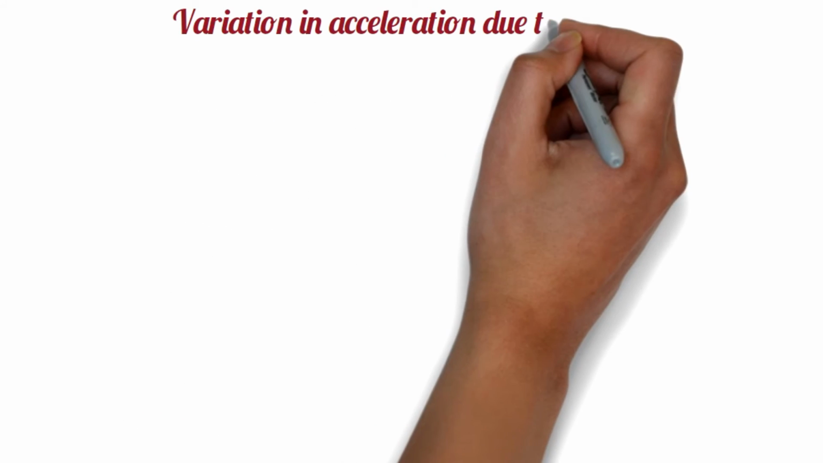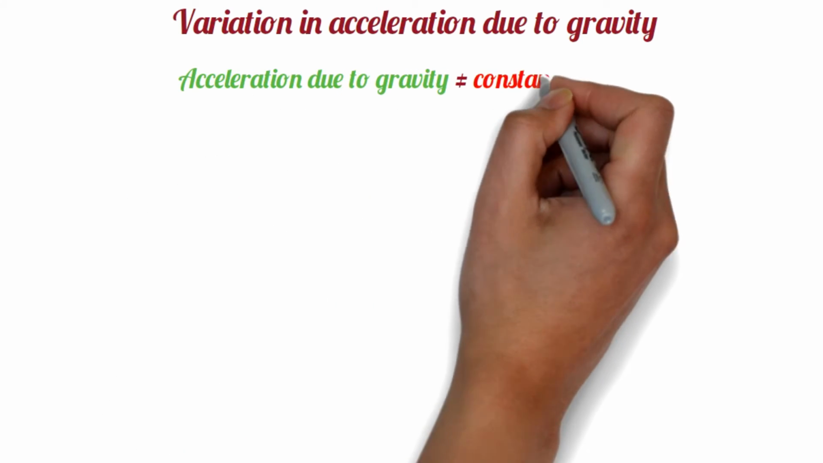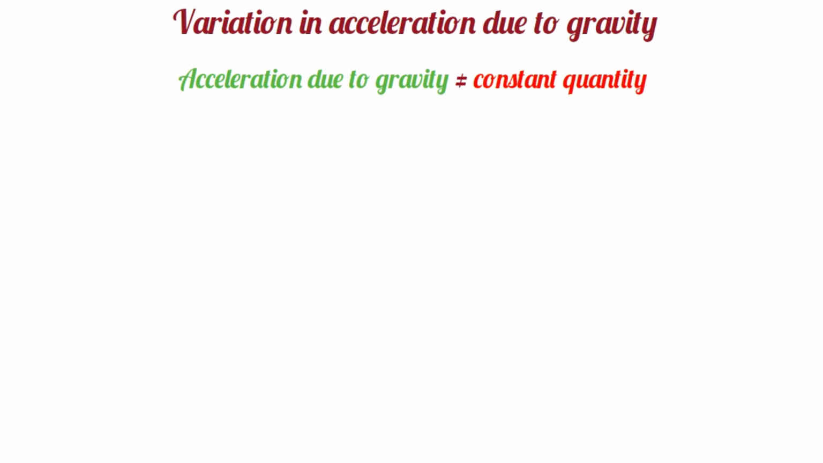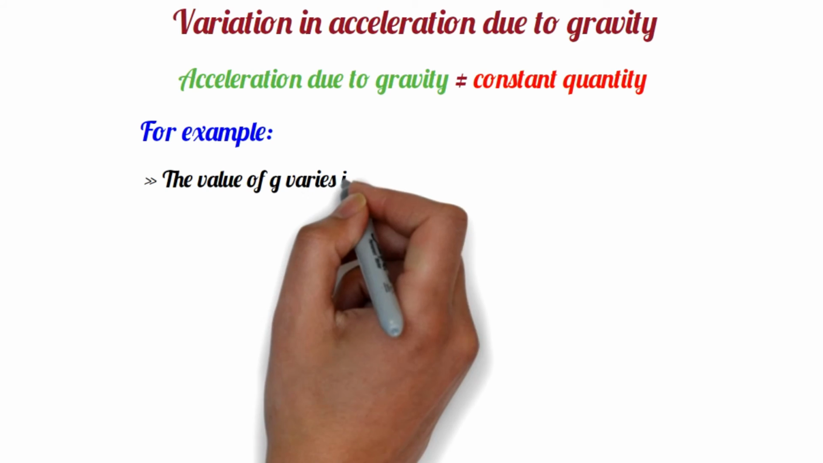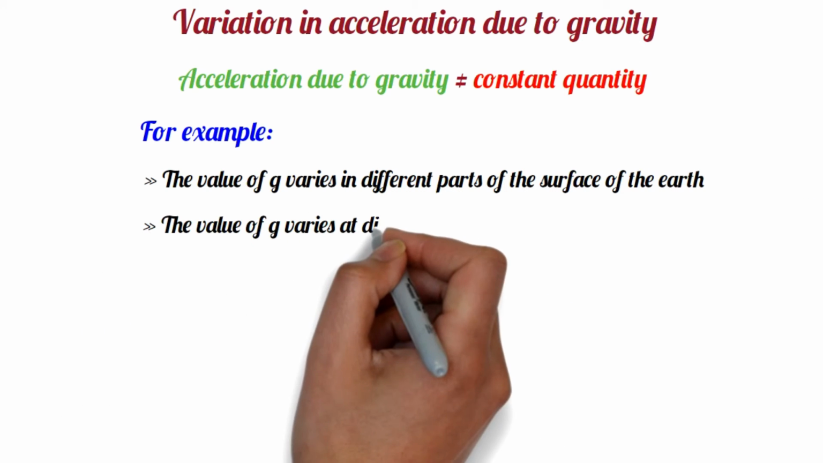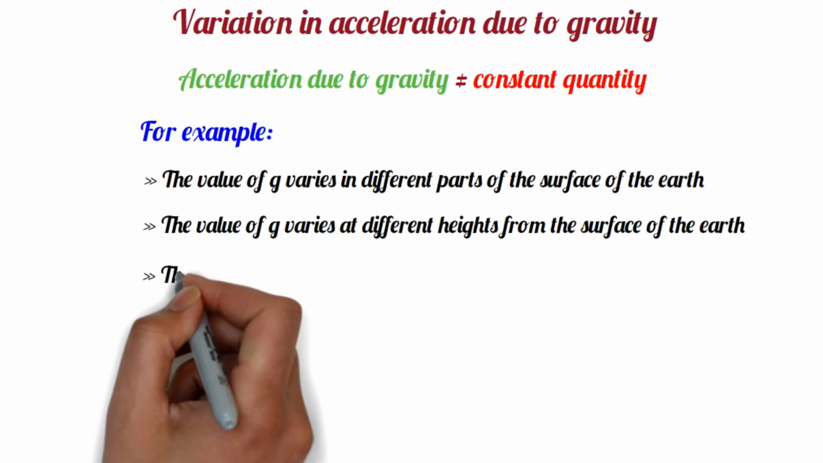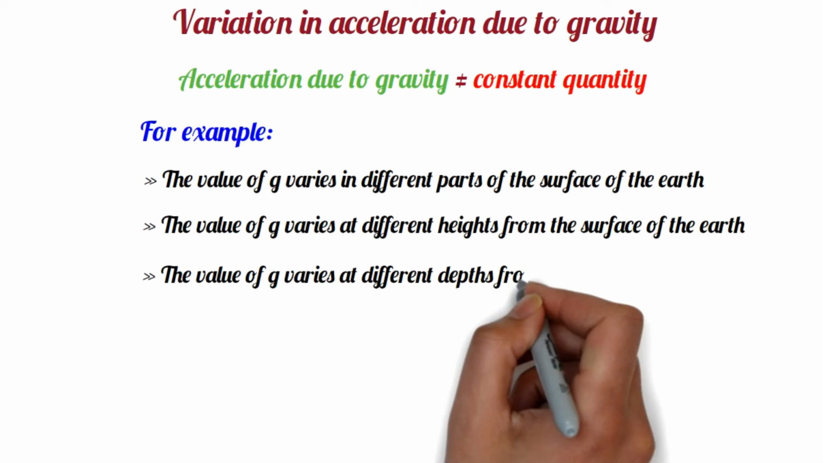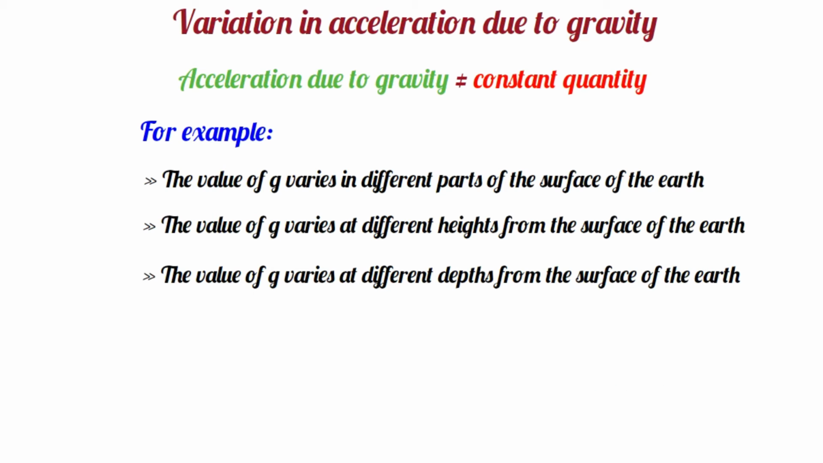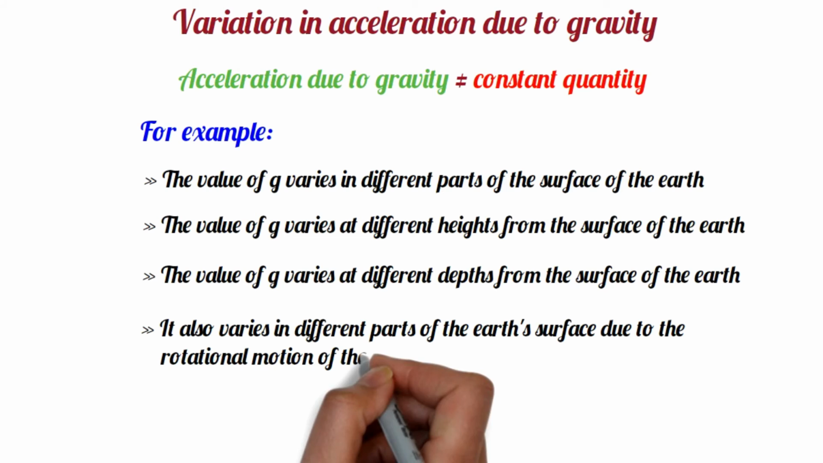Variation in acceleration due to gravity. Acceleration due to gravity is not a constant quantity. Its value changes for various reasons. For example, as the Earth is elliptical, the value of g varies in different parts of the surface of the Earth. The value of g varies at different heights from the surface of the Earth. Similarly, the value of g varies at different depths from the surface of the Earth. It also varies in different parts of the Earth's surface, due to the rotational motion of the Earth.